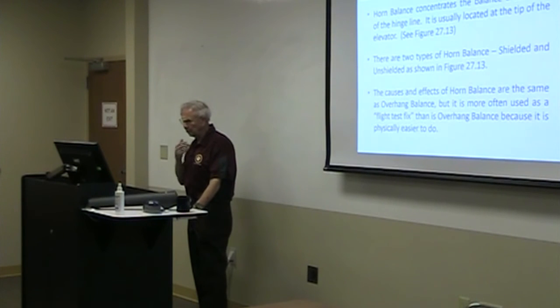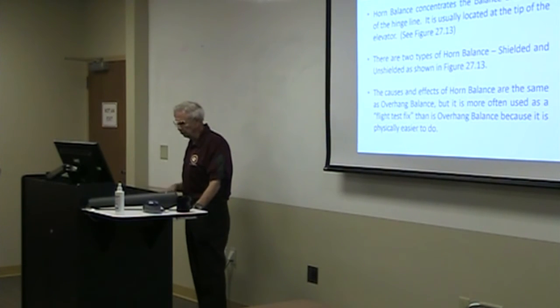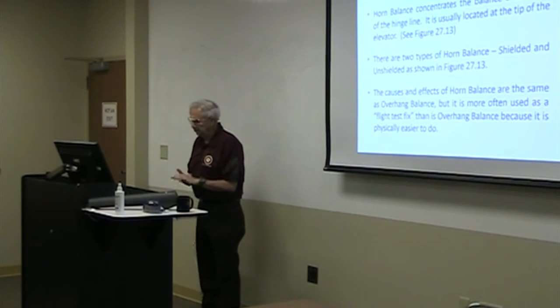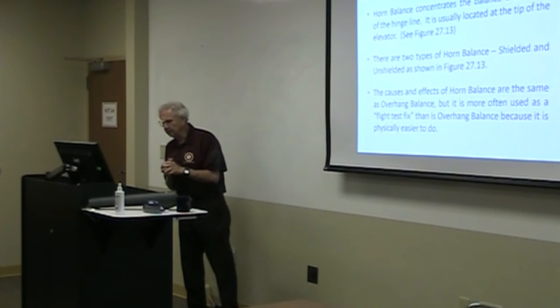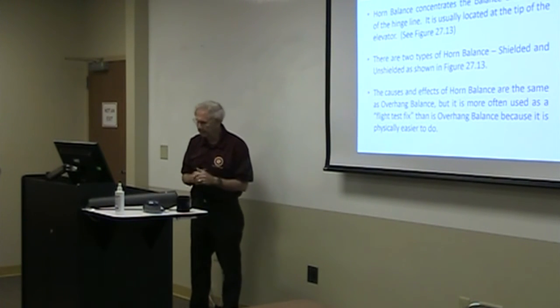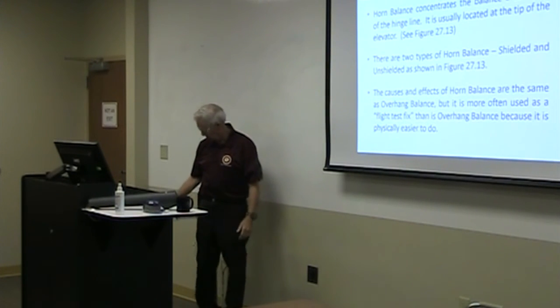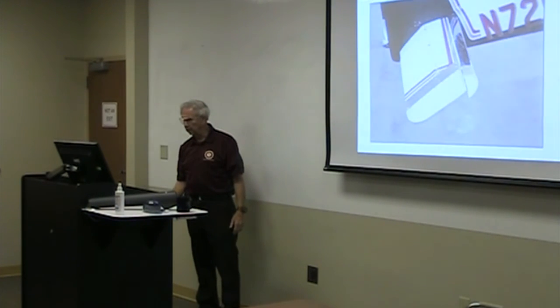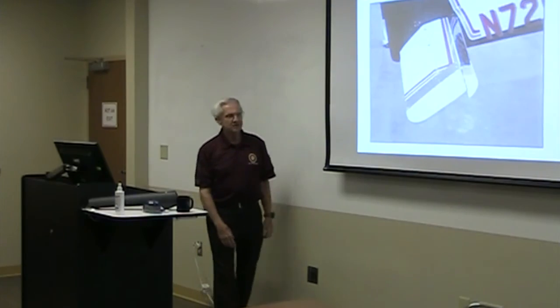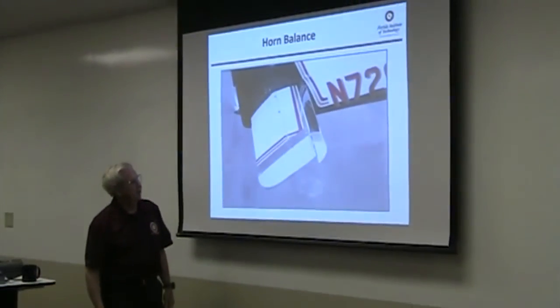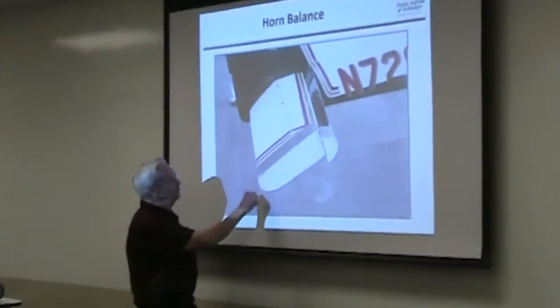And two types, shielded and unshielded, which we talked about. Same as the overhang balance, but it's more often used as a flight test fix than overhang because it's physically easier to do. And let me show you an example here. Here's that little MECO airplane. Notice we did two things here.